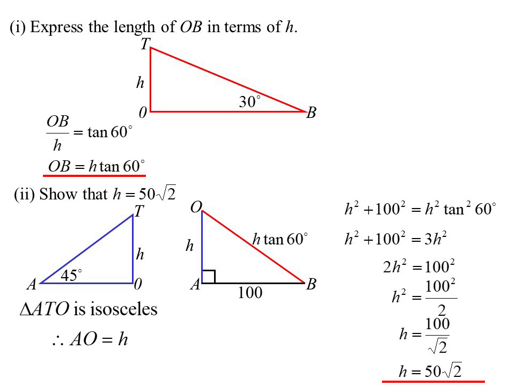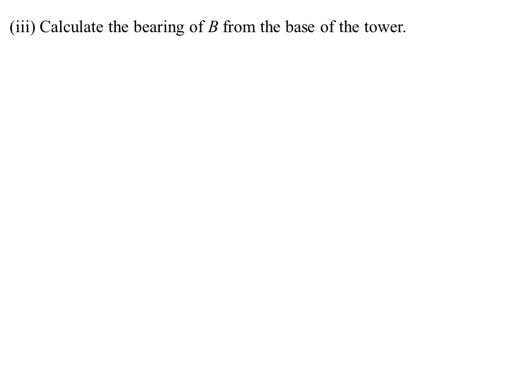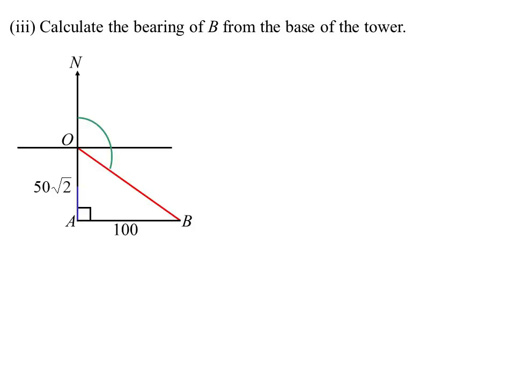So we've got part 2. Calculate the bearing of B from the base of the tower. So I'm now looking at the base, and I've put a compass at O because we want the bearing of B from O. So the compass is there. We have now worked out that OA is 50 root 2. We know AB is 100. The bearing, start at north, go clockwise. That's the angle we're trying to find, angle NOB.